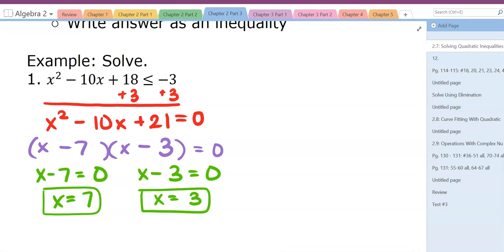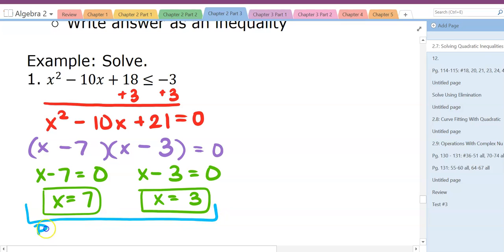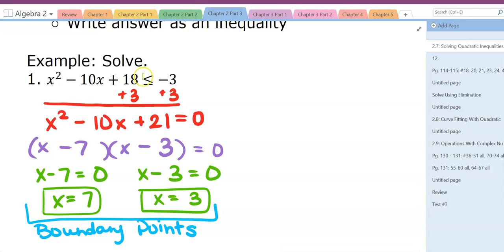These are what are known as your boundary points. So what they want us to do from here, because we're dealing with an inequality, if we come back up, remember it started as less than or equal to. It didn't actually start as equal. We need to figure out how we graph this on the number line and which type of numbers we're working with for our solution set.